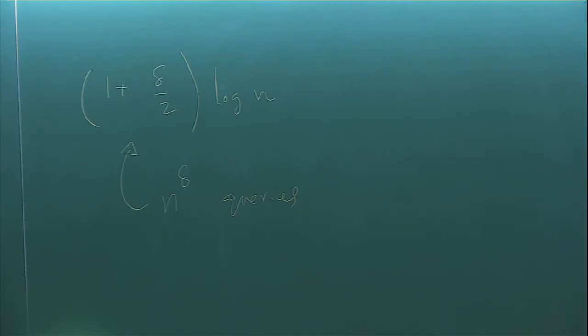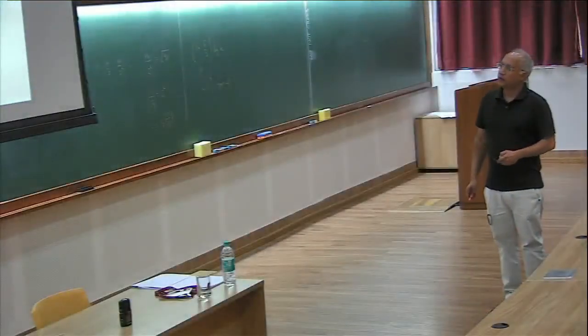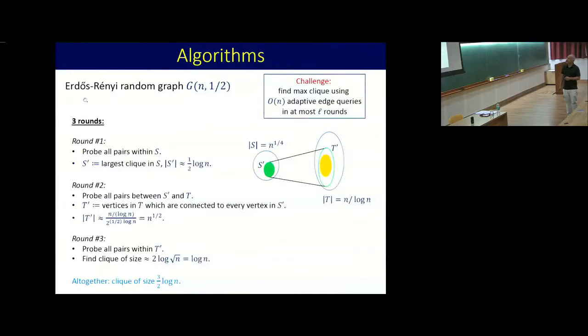Okay, so ask between, because you know S prime has size log n, you can only do n over log n. So together the number of edges is order n, which is the constraint. Yeah, in the third round you look to find this yellow subset. Probe all pairs within T prime. T prime has size root n, that's fine. Root n choose 2 is linear in n. But you will find 2 log root n, that's log n. So half log n, this is half log n, that's log n.